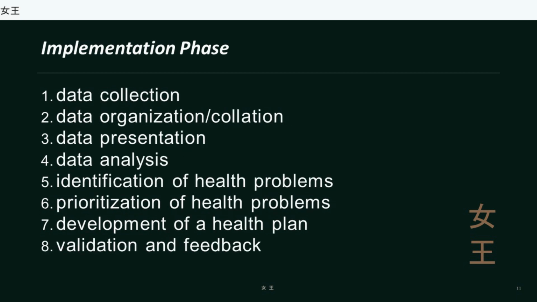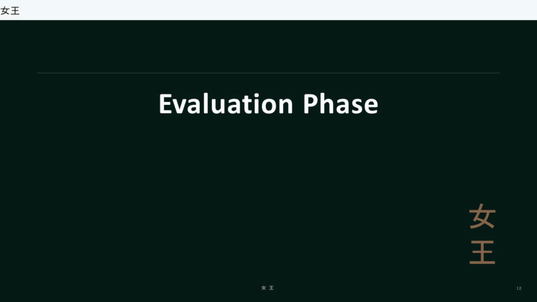Implementation phase: data collection, data organization/collation, data presentation, data analysis, identification of health problems, prioritization of health problems, development of a health plan. Validation and feedback. The last phase checks if the implementation phase is done and achieved what was planned.